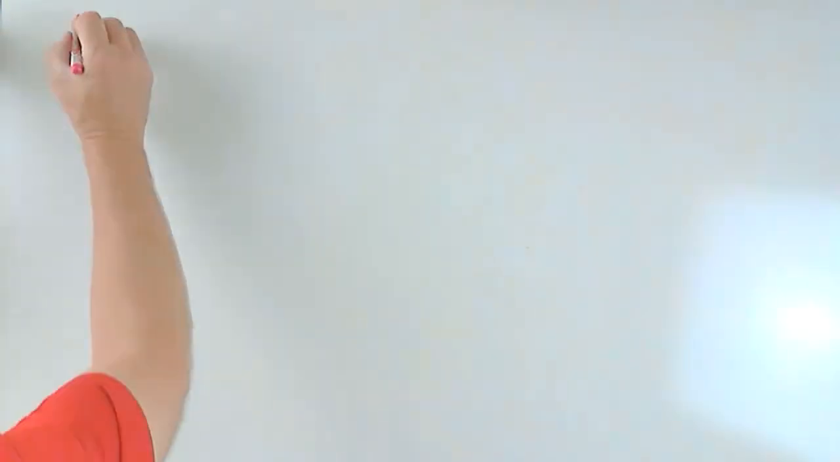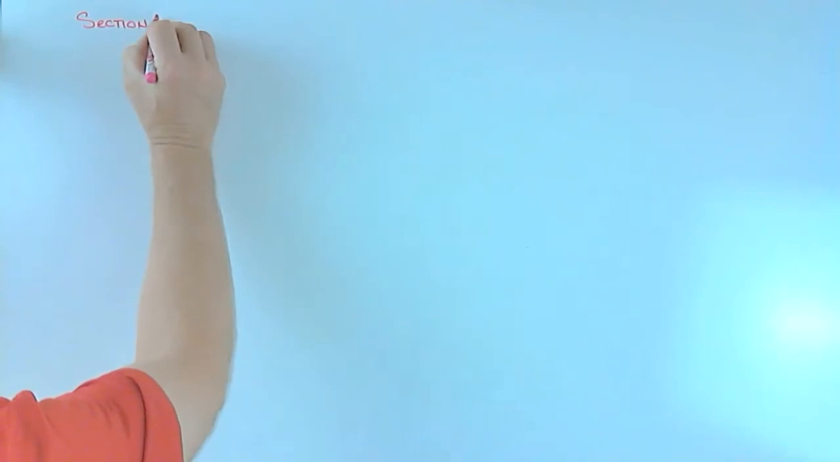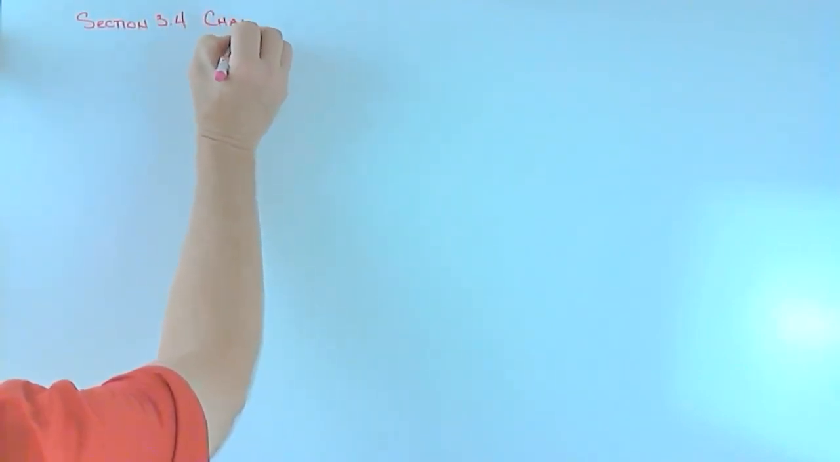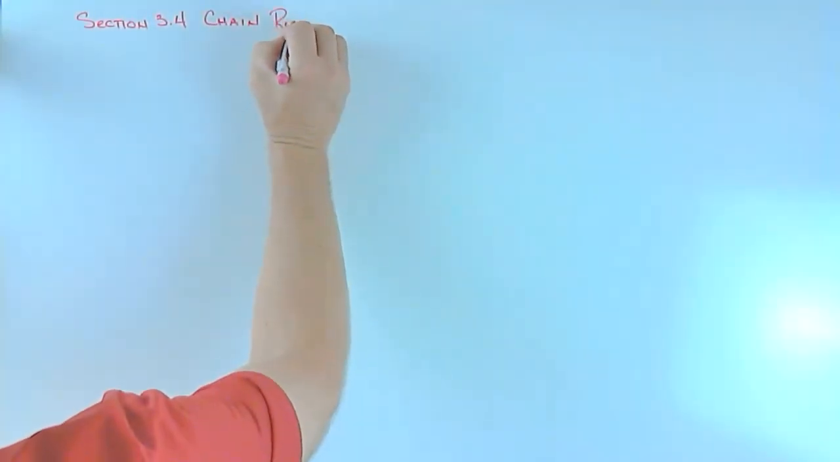In this video, we'll record solutions to section 3.4 in our book. Section 3.4 is the chain rule. Now, just a quick review of the chain rule.